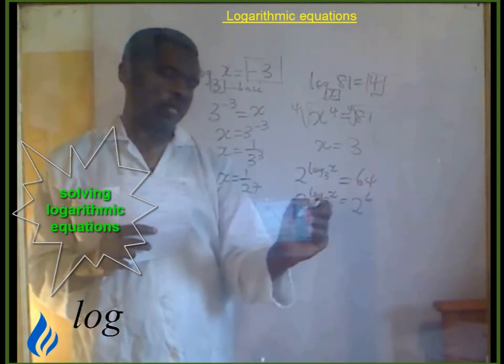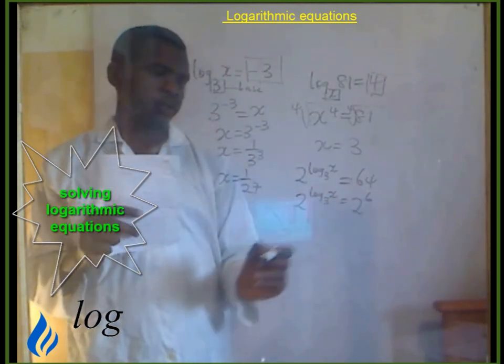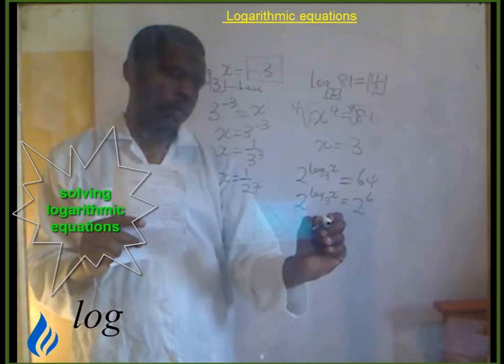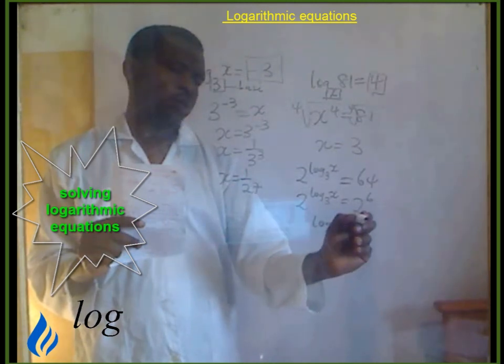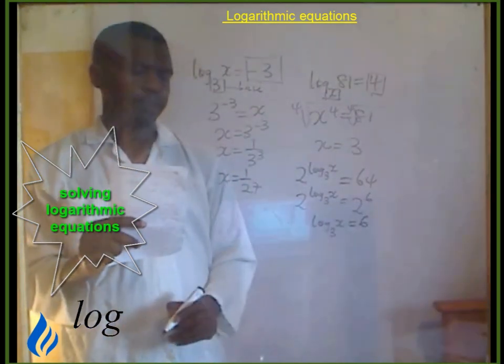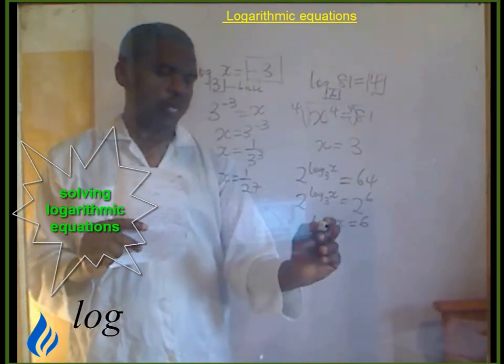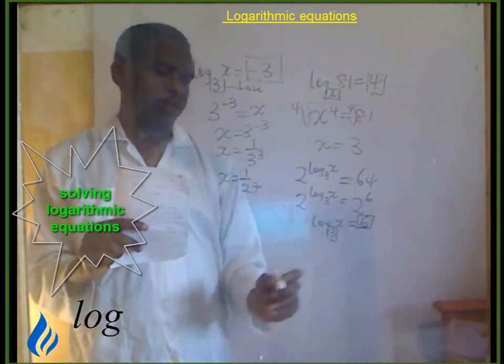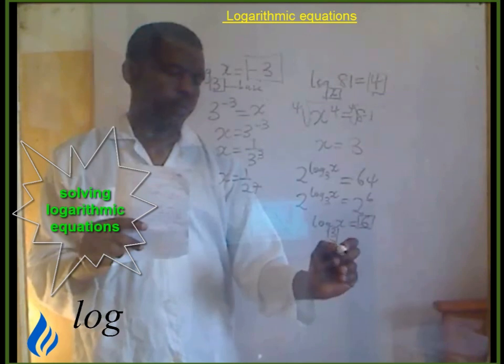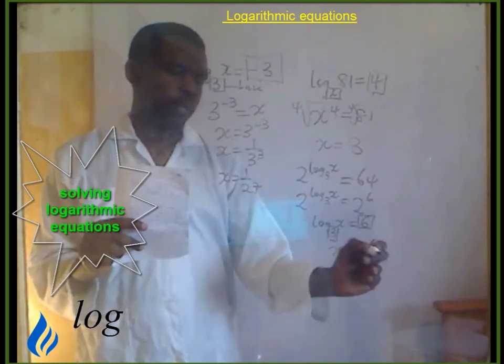The base is the same. We can then equate the logarithms. Log to the base 3 of x is equal to 6. This is my base here, and this is my index or logarithm. So x there is equal to 3 to the 6th.